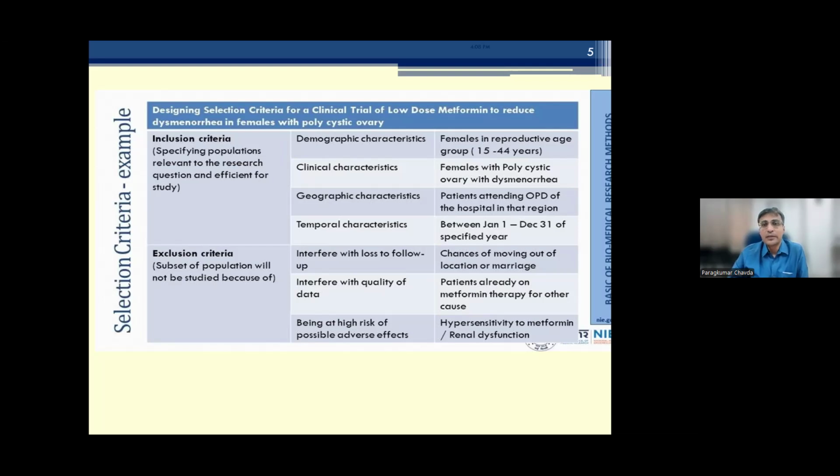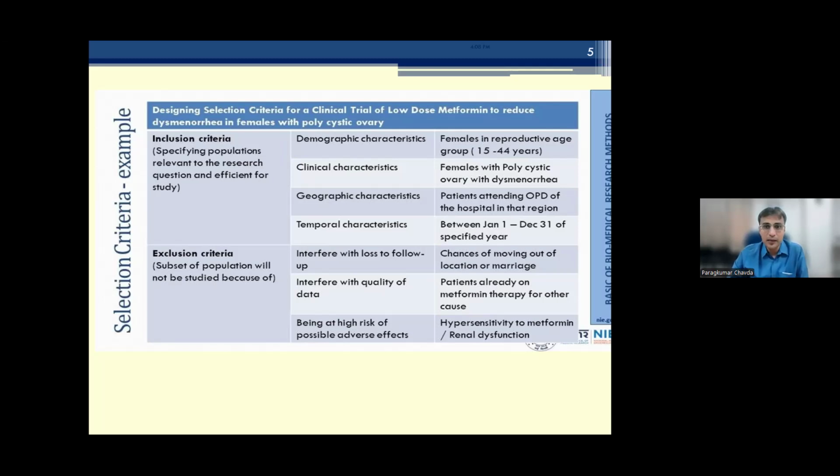It is patients attending the OPD of a particular hospital, who are coming to the hospital between January 1 to 31st December of a particular specified year. Now, out of them, someone who can interfere with the loss to follow-up. So, people who have a chance of moving out of the location or who might marry very soon and hence might become not accessible to this clinic. This clinic might be far away from them. So, the chances that their follow-up is ensured is very less.